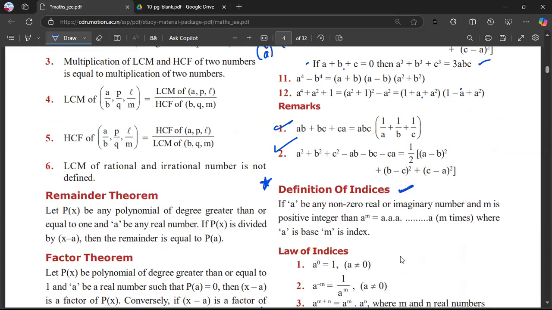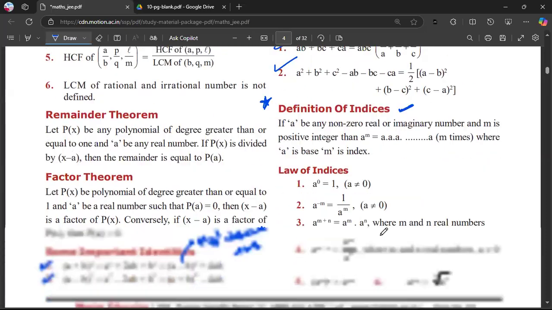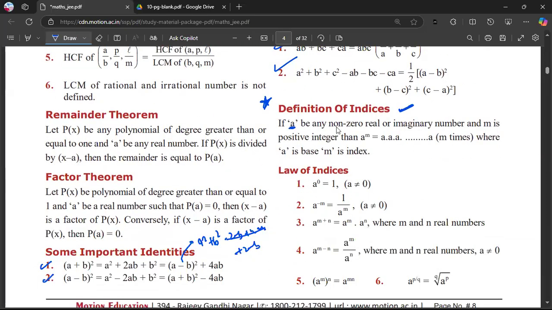The indices. Basically, if A, the base, is non-zero, it should not be zero, a real or imaginary number, and M is a positive integer, then A raised to power M means that A is getting multiplied M times. Where A is the base and M is called the index. And indices is the plural form of index.